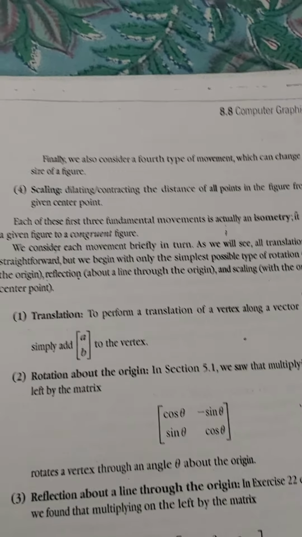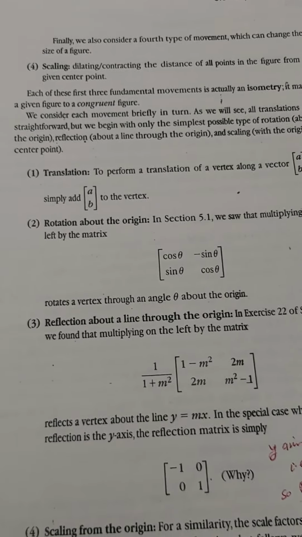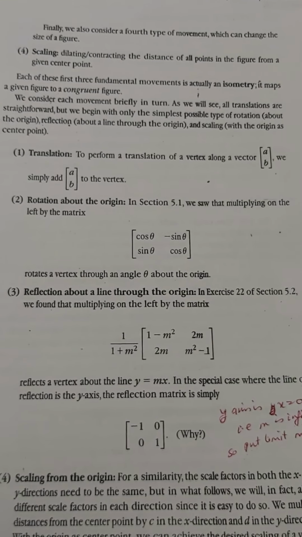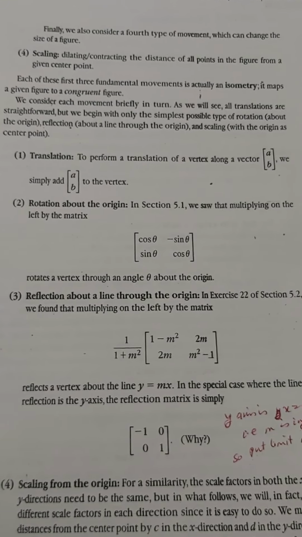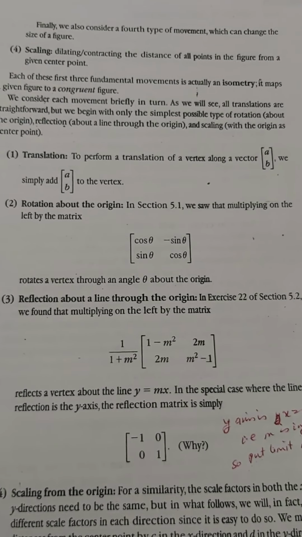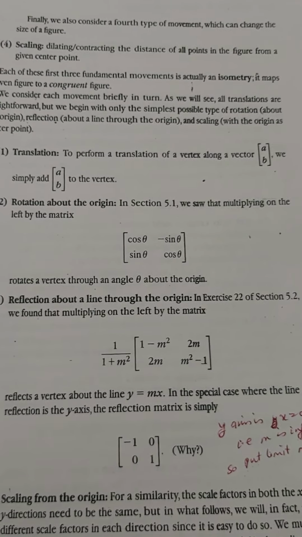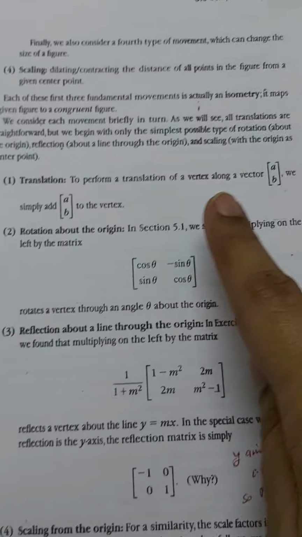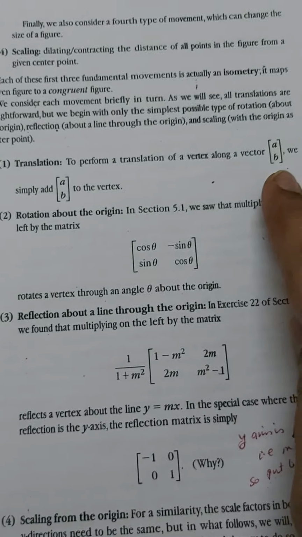Now how to represent these operations mathematically? So first is translation. Suppose we want to translate all these points by 1 2, meaning in x direction by 1 and y direction by 2. What we will do is simply add 1 2 to each vertex. So for any figure, if we want to translate it by a points in x direction and b in y direction, we will add this vector (a, b) to the vertices.